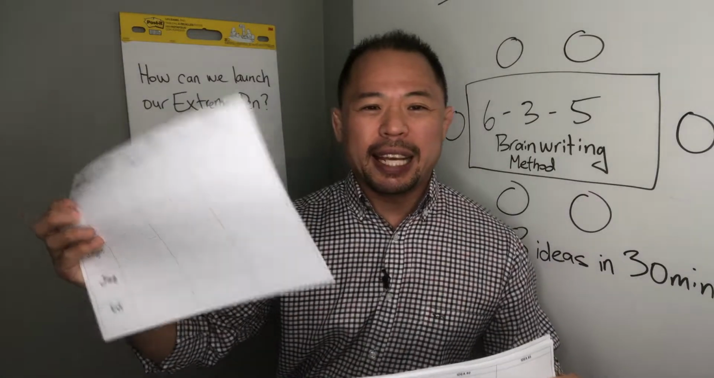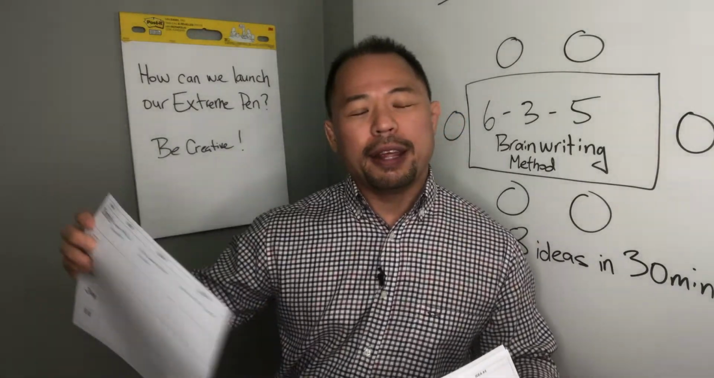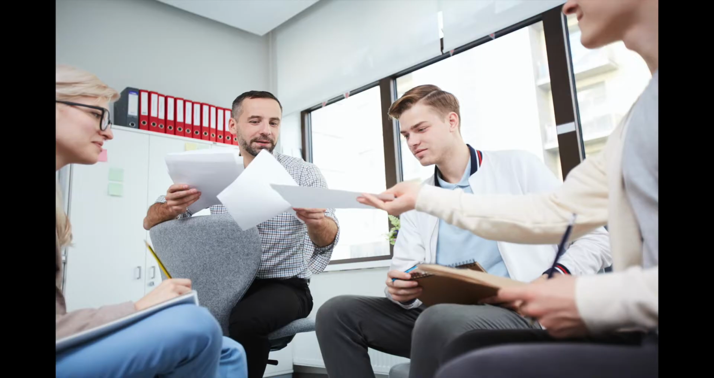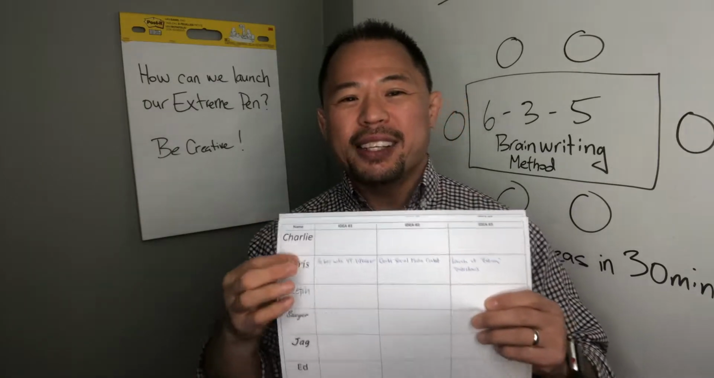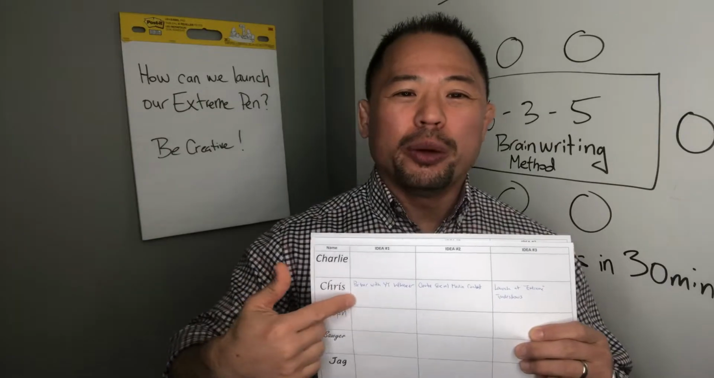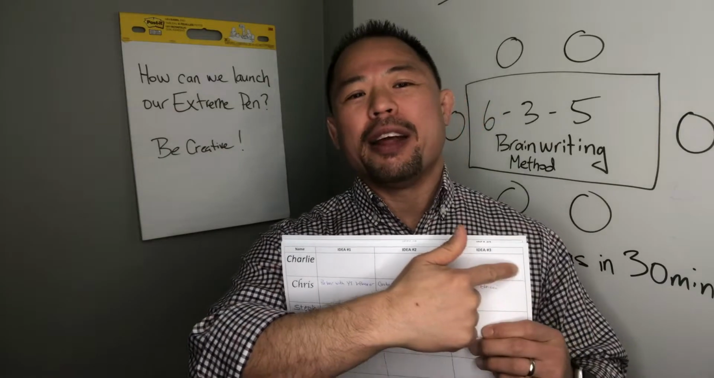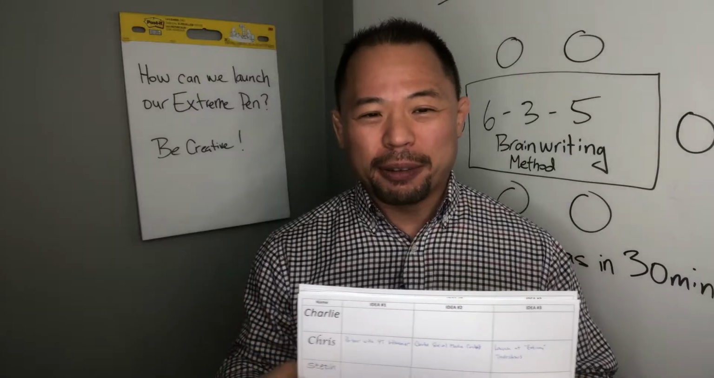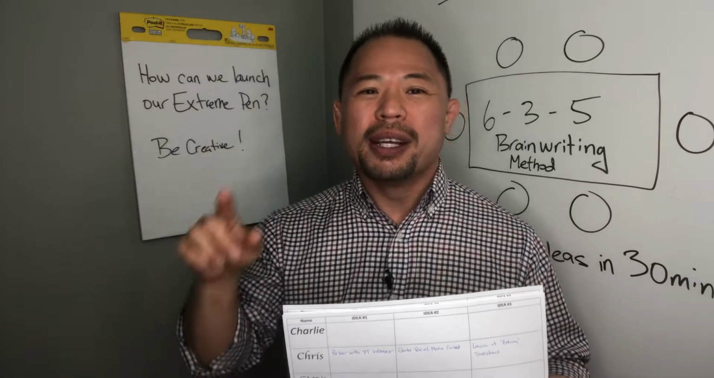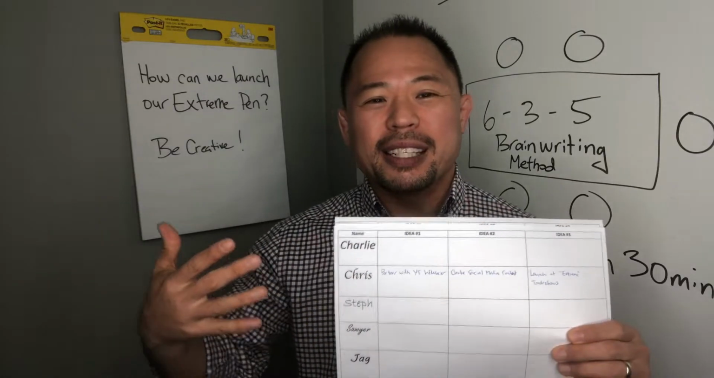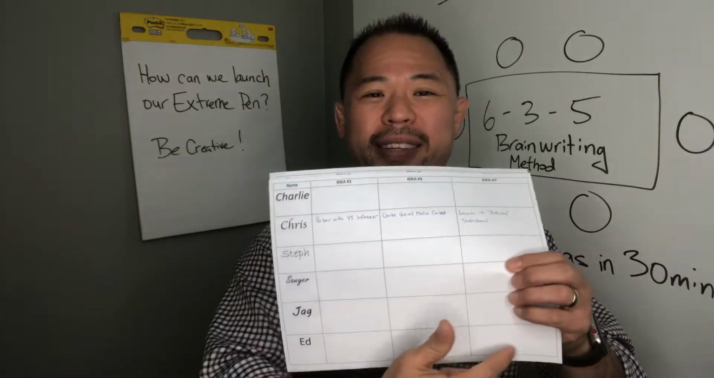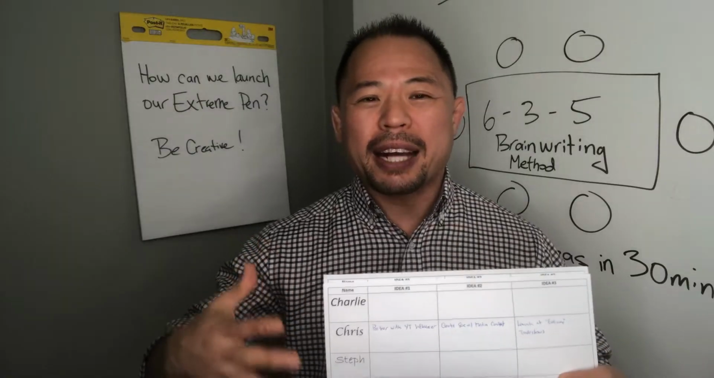Then everybody takes the sheet that they originally wrote on and passes it to the right-hand side. Once everybody passes the sheet, they'll find their name. In this case, Charlie will have Chris's sheet. Charlie will read Chris's 3 ideas and then write 3 more ideas on top of that. This process will have 6 rounds. So 6 times 5 is 30 minutes. We have 3 ideas per person, that's a total of 108 ideas. At the end of the session, this full grid will be packed with ideas.